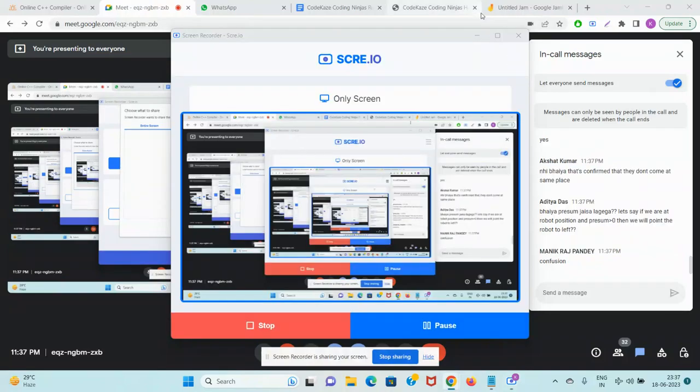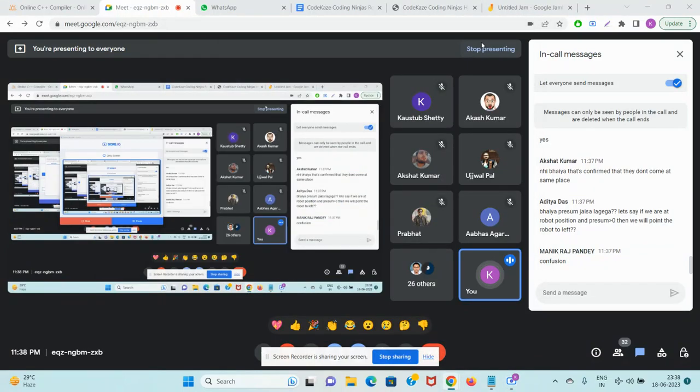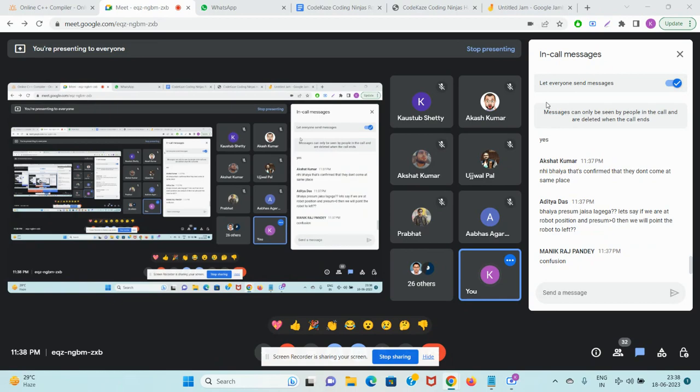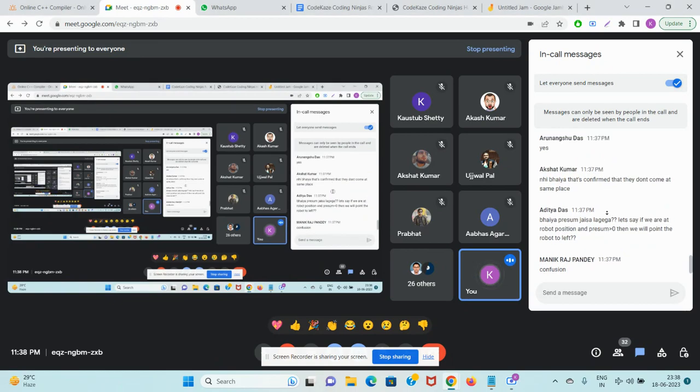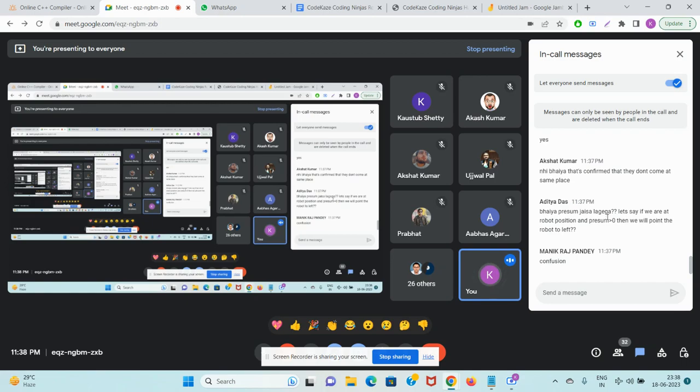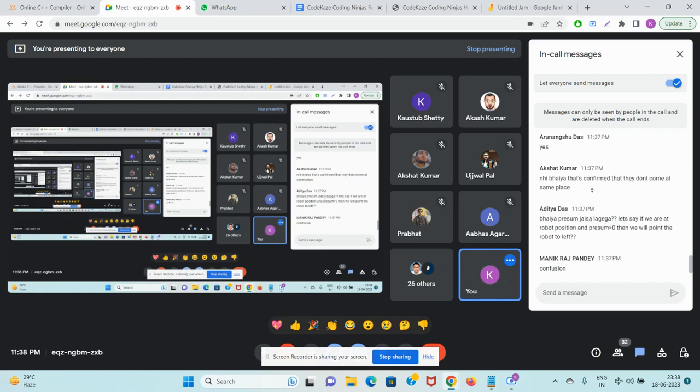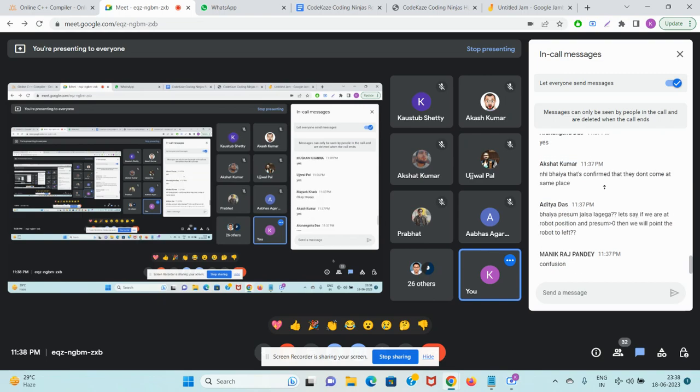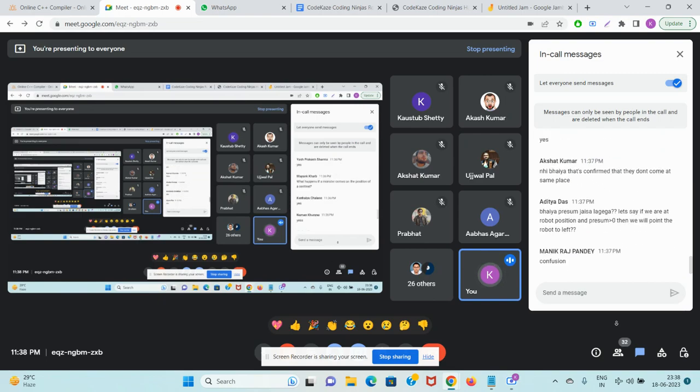So let's go, guys. Let's start discussing. Anyway, that's confirmed. Okay, thank you, Akshat. It is confirmed that they don't come at the same position. Now let's see what other people are writing.